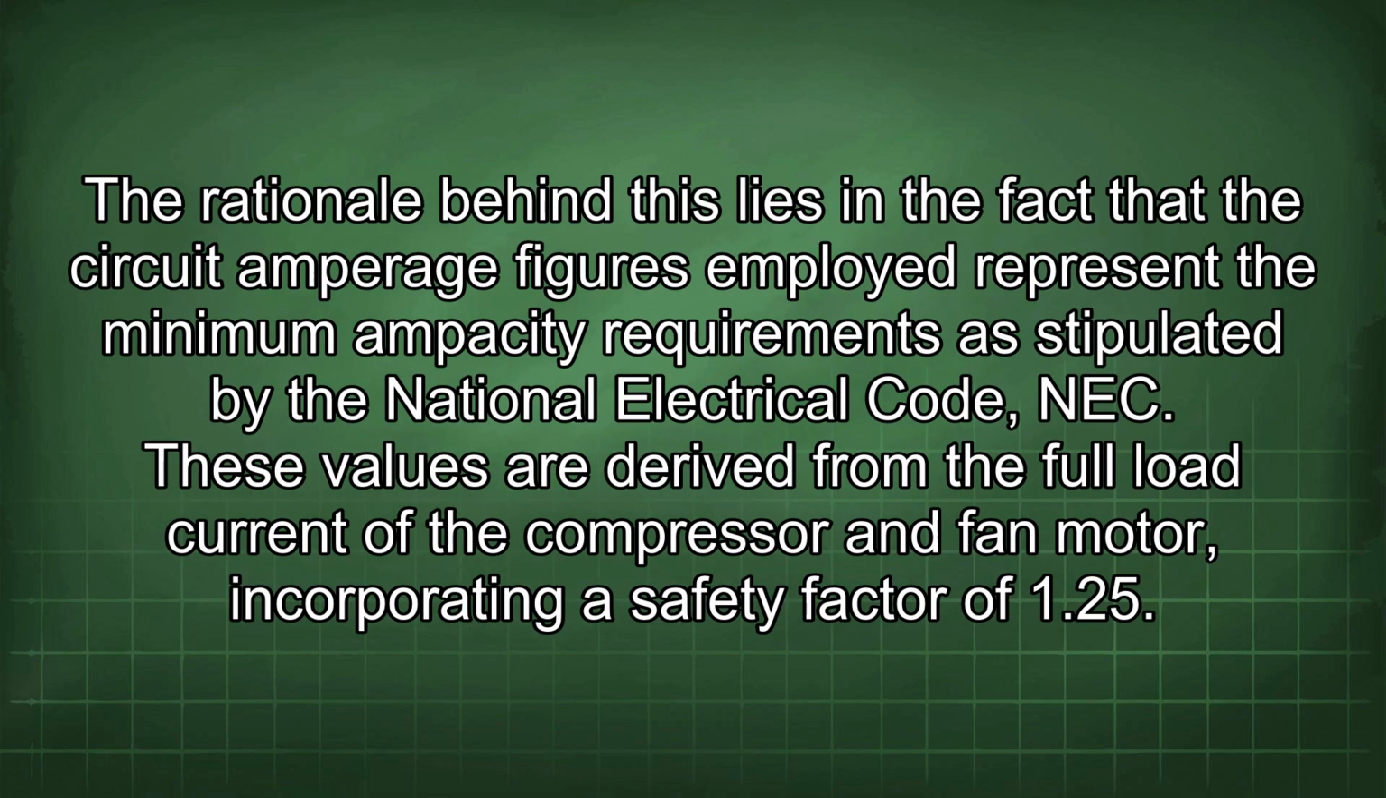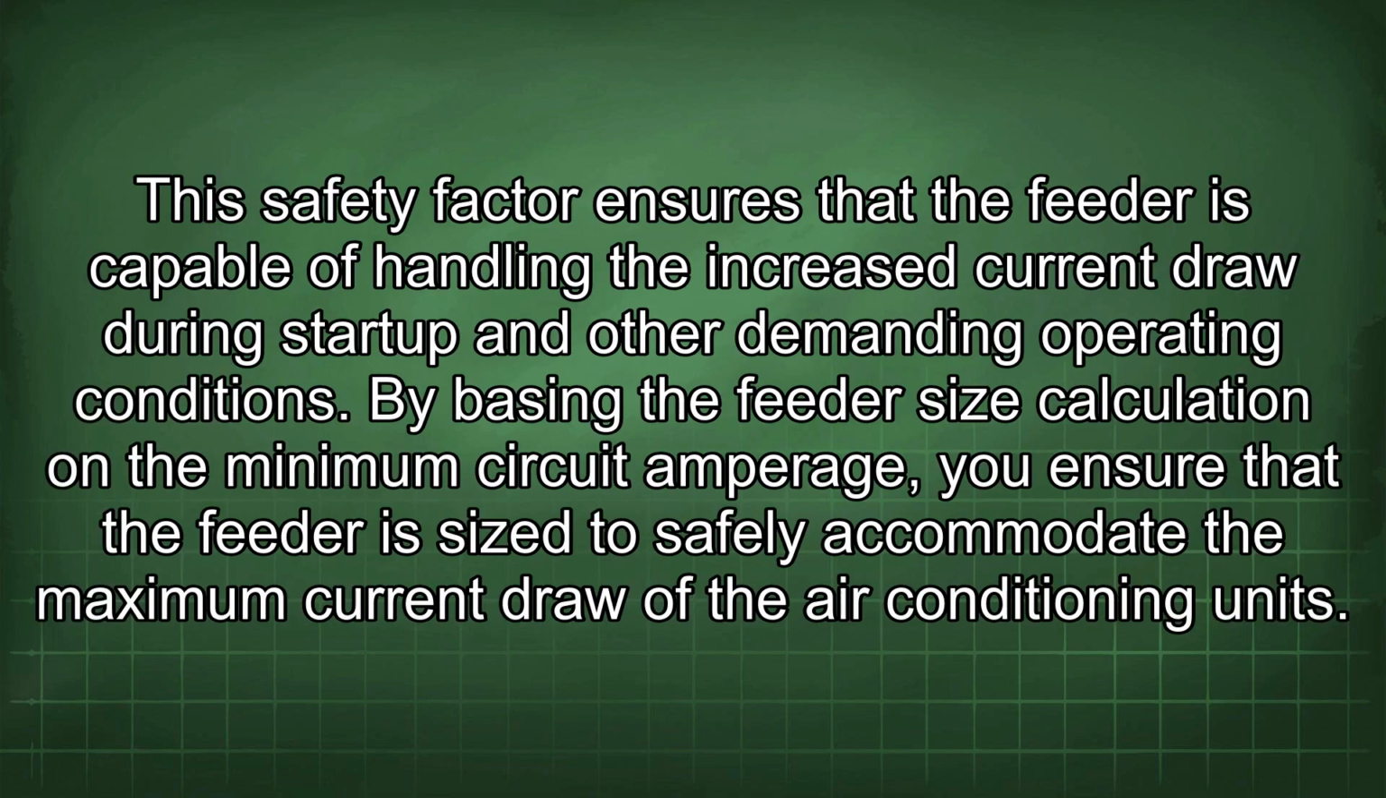The rationale behind this lies in the fact that the circuit amperage figures employed represent the minimum ampacity requirements as stipulated by the National Electrical Code, NEC. These values are derived from the full load current of a compressor and fan motor, incorporating a safety factor of 1.25. This safety factor ensures that the feeder is capable of handling the increased current draw during startup and other demanding operating conditions. By basing the feeder size calculation on the minimum circuit amperage, you ensure that the feeder is sized to safely accommodate the maximum current draw of the air conditioning units.